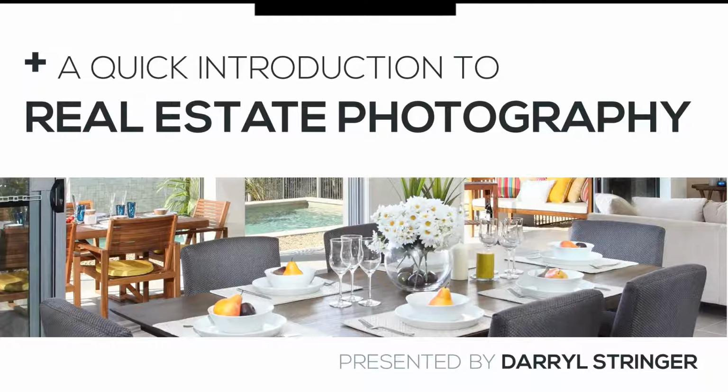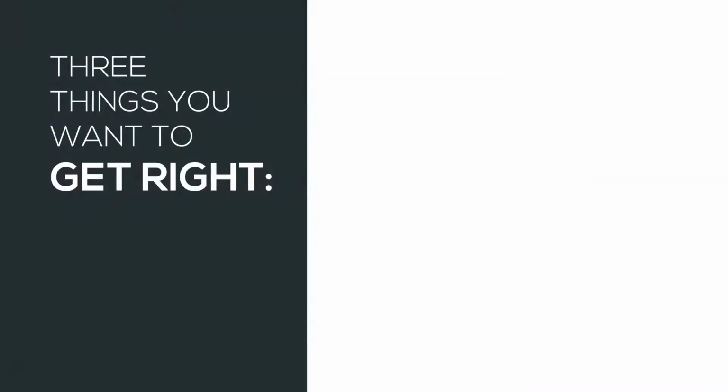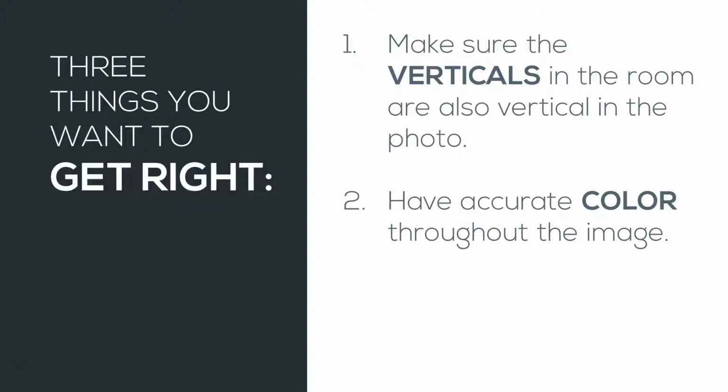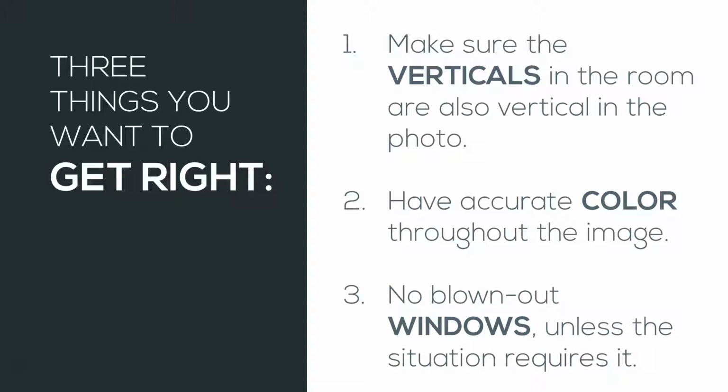We're just doing a quick introduction, and the three things that you really want to get right, or at least know how to get right when the circumstances require it, are: one, make sure the verticals in the room, such as the walls and doors, are also vertical in your photo. Two, have accurate colour throughout the shot, so whites in the room should look white, not excessively yellow or blue. And three, no blown out windows unless the situation requires it. So in other words, if you want the viewer to be able to see what's outside the window, then you need to be able to show what's out there.